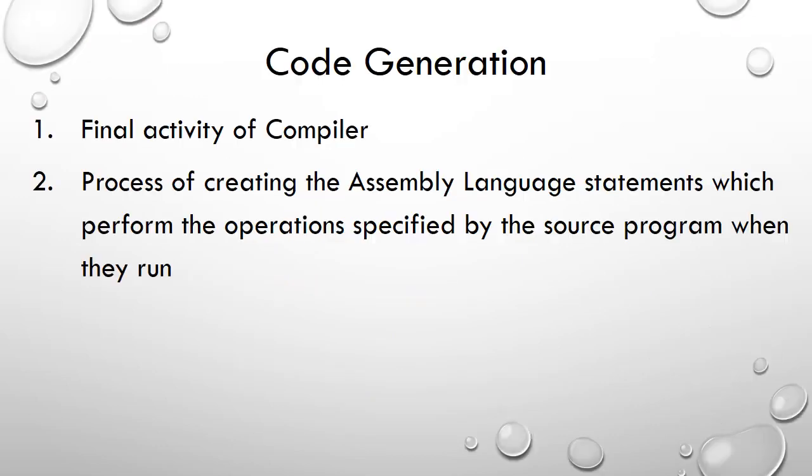So in that case it will be taking the input directly from the intermediate code generation phase. Now this is the final activity of the compiler, and it is a process of creating the assembly language statements. It is not responsible for generating the target machine code. In fact, it is responsible for generating the assembly language code. Assembly language code will then be passed to the assembler, and that will convert the assembly language code to the machine code, or that is the target code.